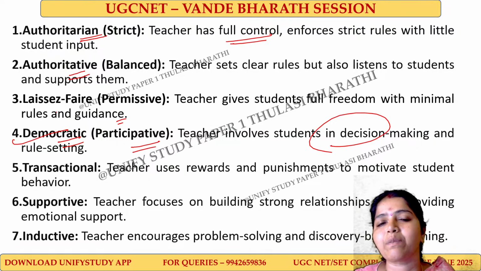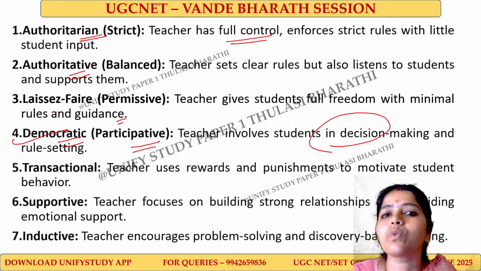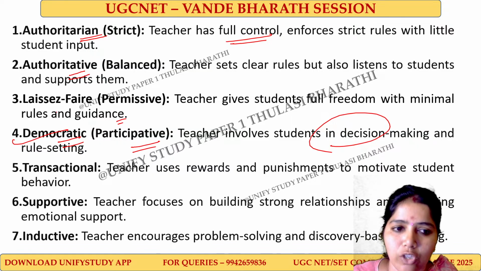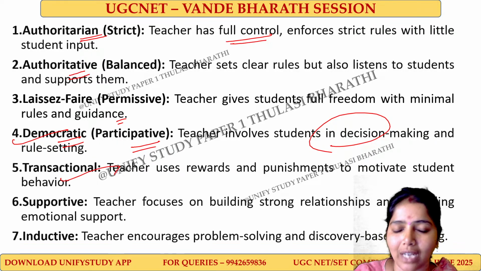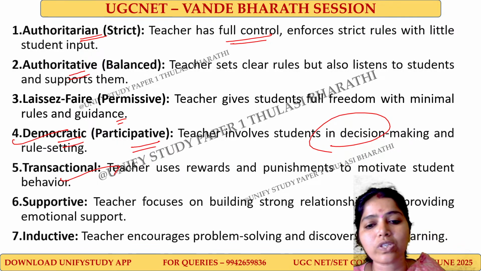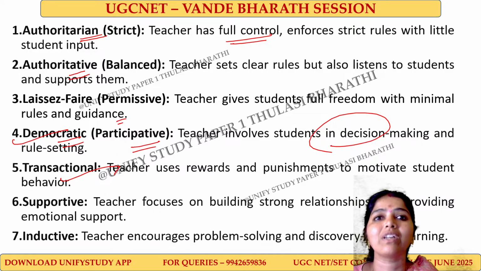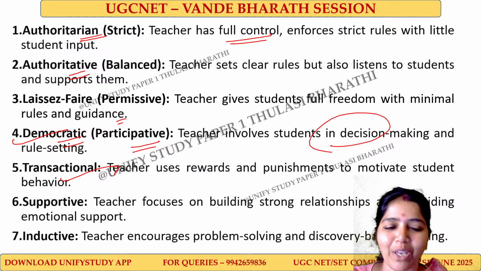Democratic means what? Participative. Teacher and students are involved in the learning process, doing things in the classroom. That is democratic, participative. Transactional teaching means what? In this classroom style, the teacher gives rewards and punishment, whenever they make a mistake and whenever they do good things in the classroom, so that their behavior can be shaped.